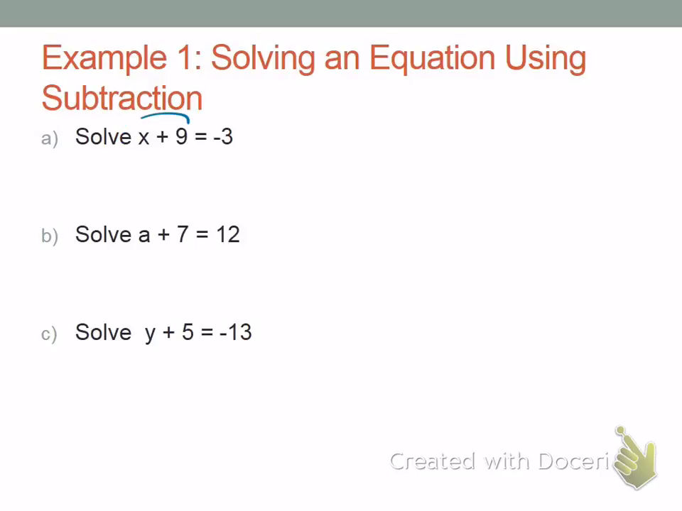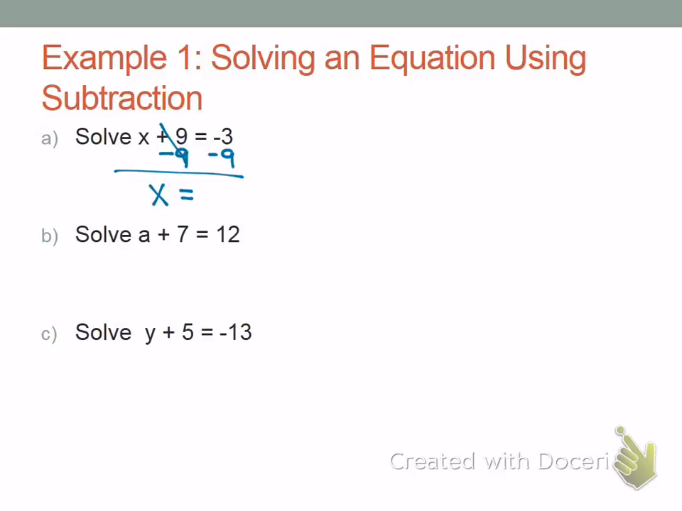So what operation is connected to my variable here? Addition. So my rule says that in order to get my variable by itself, I must do the opposite operation, or the inverse operation, to get the variable by itself. Equals, and now I have x by itself. But whatever I do to one side of the equation, I must do the same thing to the other side of the equation.